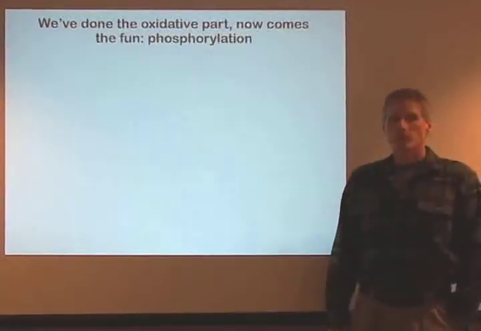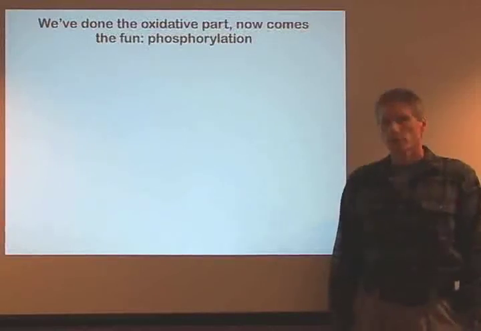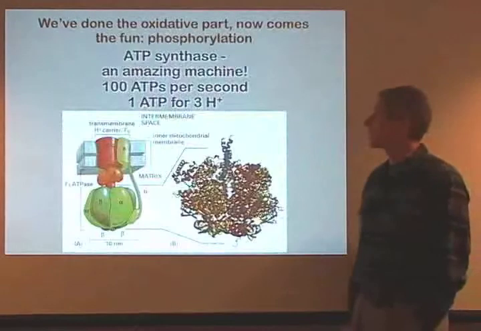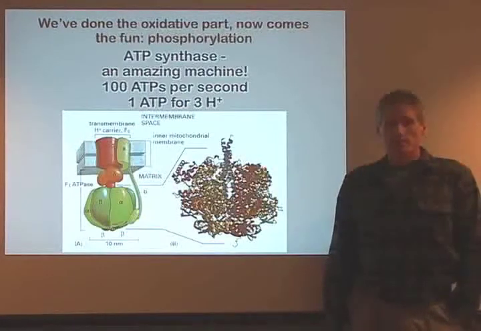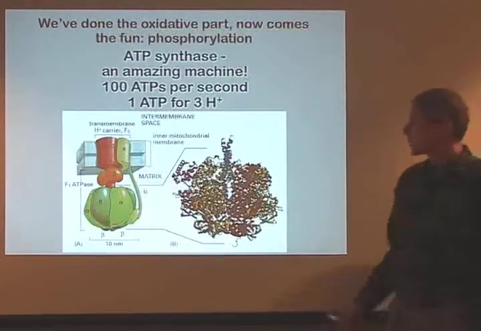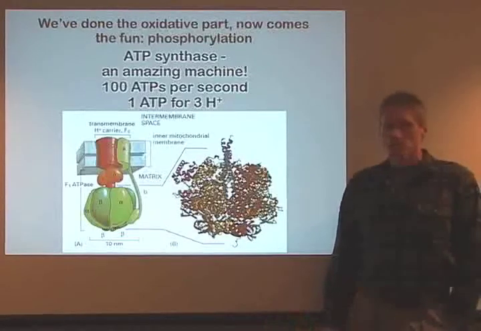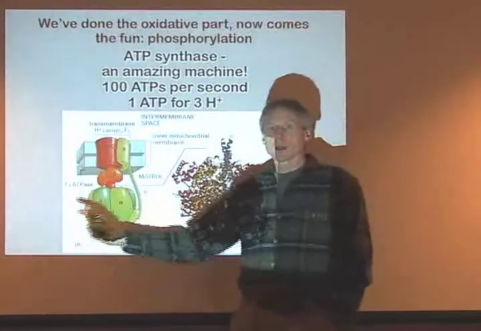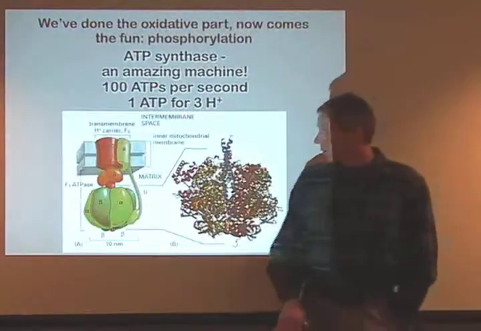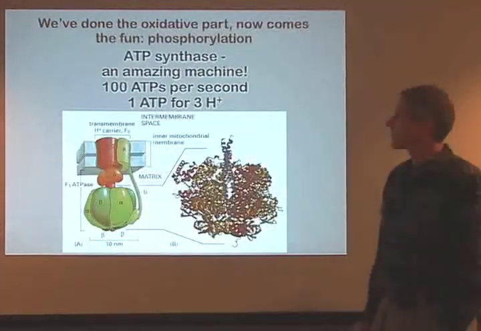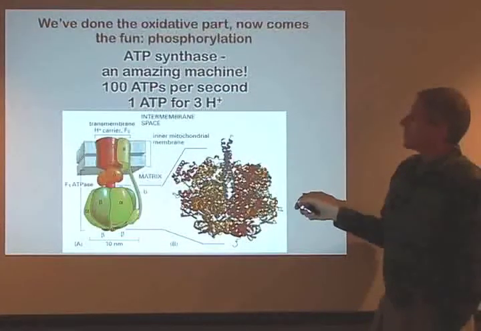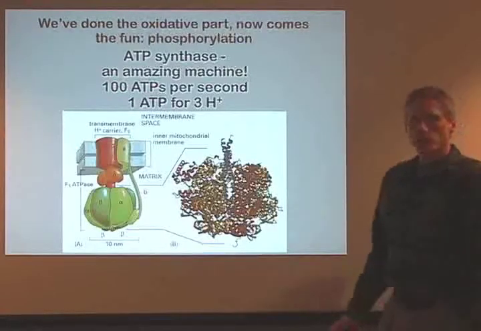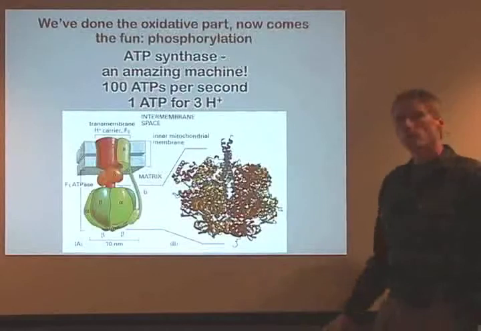Okay? So we've taken the high-energy electrons down the electron transport chain and pumped protons across the inner membrane of the mitochondria. So now we get to do ATP synthase, the phosphorylation part. And there's a really good movie of ATP synthase in your book's CD. It shows you that this whole lollipop head actually turns while it's creating ATP. This thing does 100 ATPs per second, or 1 ATP for every 3 protons.